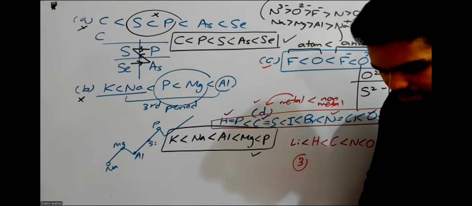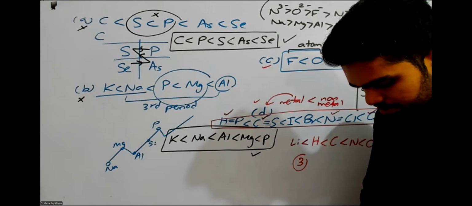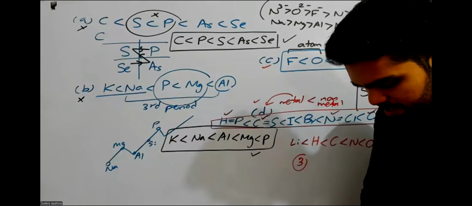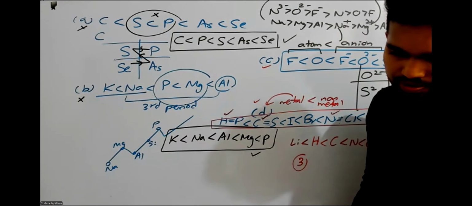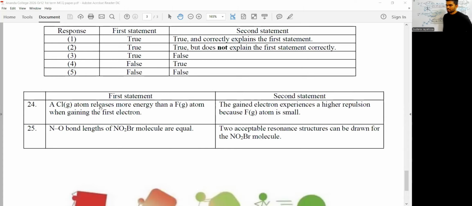Answer is answer 3. Is that clear? A, B are wrong. C, D are correct. Answer is answer 3. Okay, those 3 questions were really good. In this paper, majority of the questions are good. Then look at the 24th question, true, false.